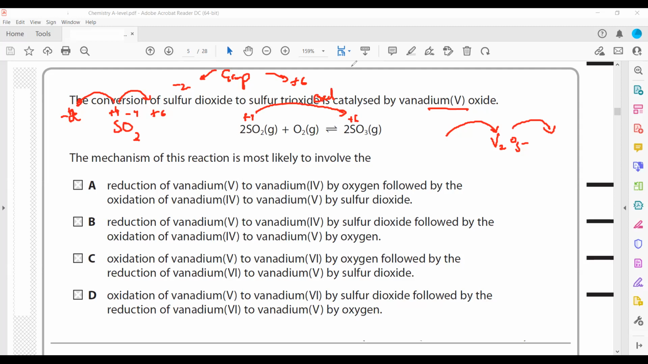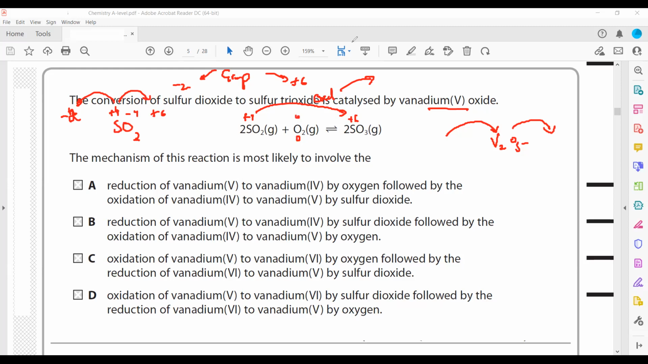So oxidation should happen for sulfur. If oxidation is happening for sulfur, then it should reduce the vanadium. And for oxygen, what is happening?